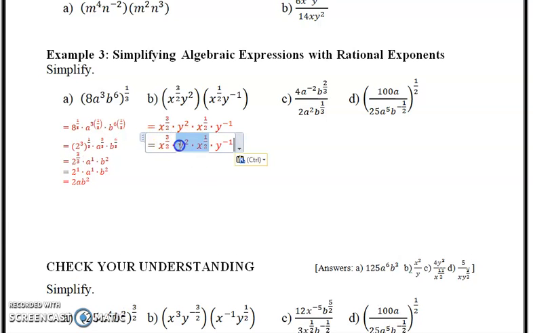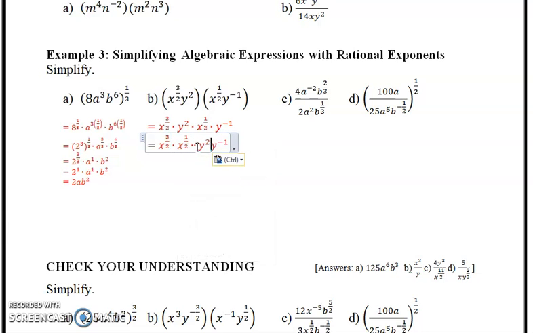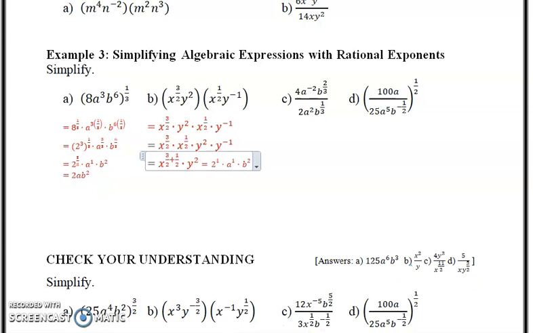So we just group them together. And when the bases are the same, we can now add the exponents. So you're going to use the product of powers law. Copy this. The bases are the same, so keep the base and add the exponents. Same here, keep the base.